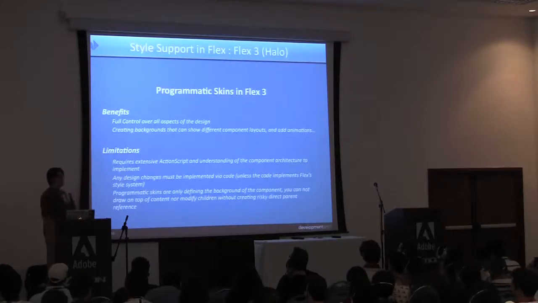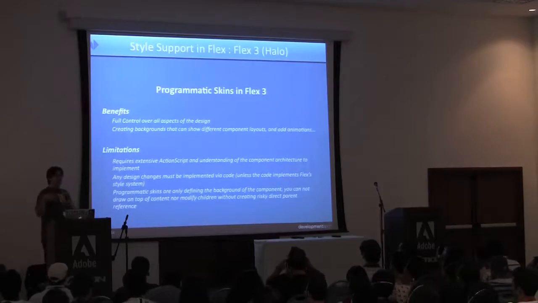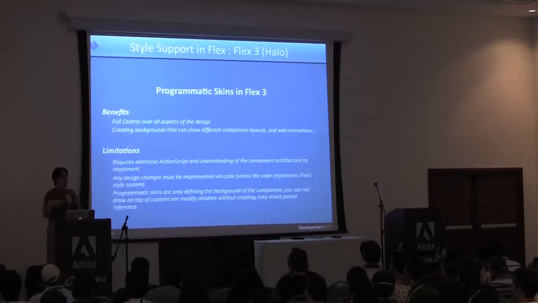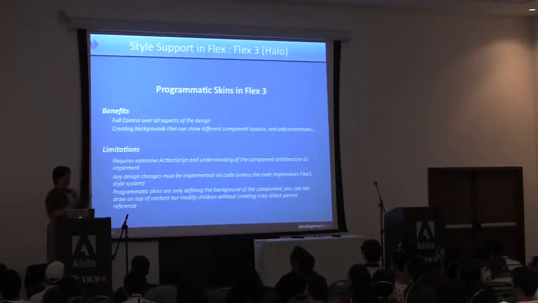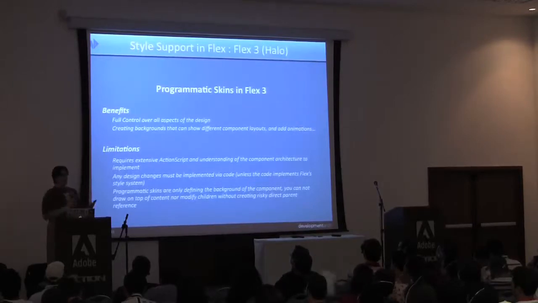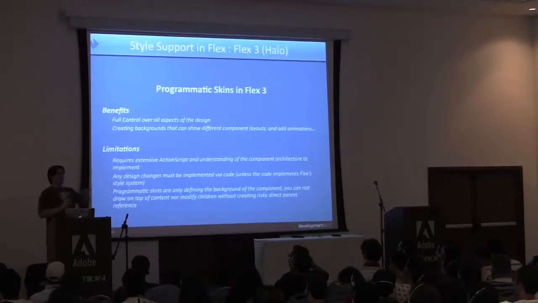Well, in Flex 3 we have this concept of programmatic skins. A programmatic skin is a way of replacing the look and feel of the component with my own programmatic content. So I actually write a bunch of ActionScript to do this. It gives me full control. I can create animations, I can create transitions, and it also allows me to affect the background of these components. But this is an interesting thing, because it does have some limitations. One of the big ones is you have to write a lot of code. Does anyone have experience with programmatic skins? Okay, a couple of you. It's not easy, right?